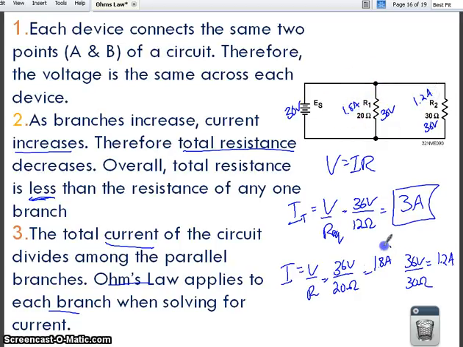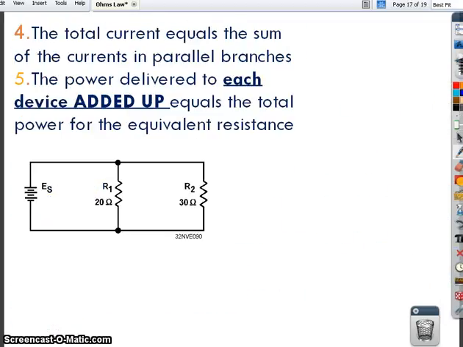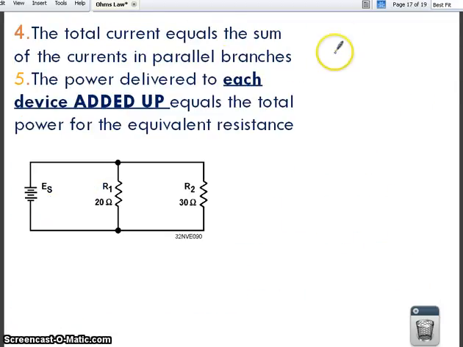Notice this. If I add 1.8 and 1.2 together, I get my total current. That's what this piece is saying right here. Total current of the circuit divides among the parallel branches. Ohm's law applies to each branch. So we use Ohm's law to find the current in each branch. The current is not the same, unlike a series circuit. In a series circuit, they're the same. Rule number 4, the total current equals the sum of the currents in parallel branches. That's what we just did right there. 1.2 amps plus 1.8 amps equals the total 3 amps.